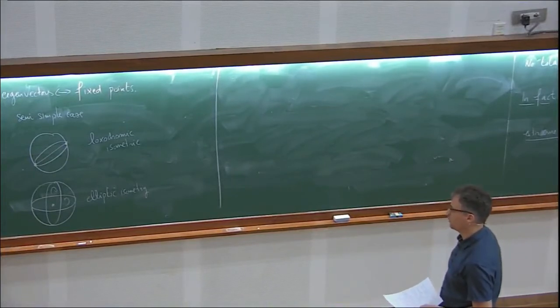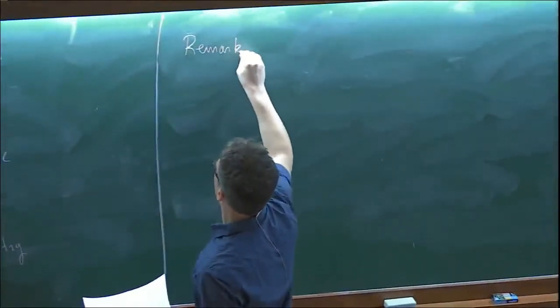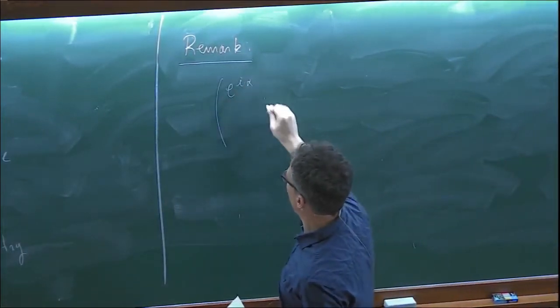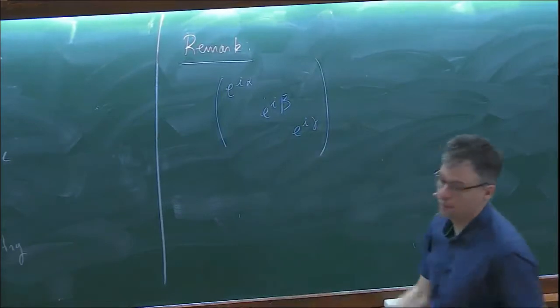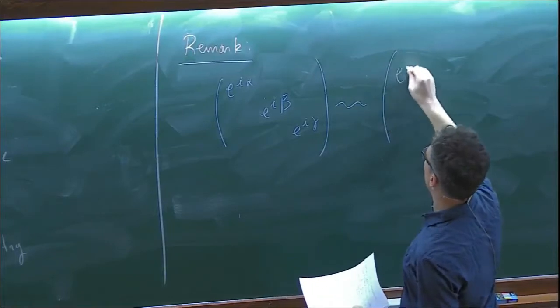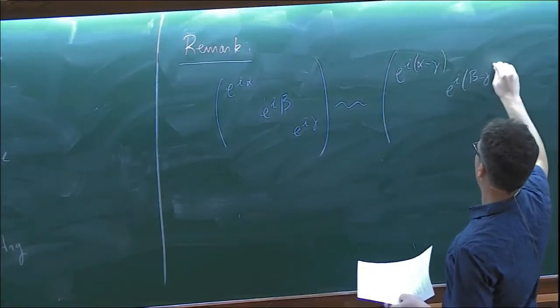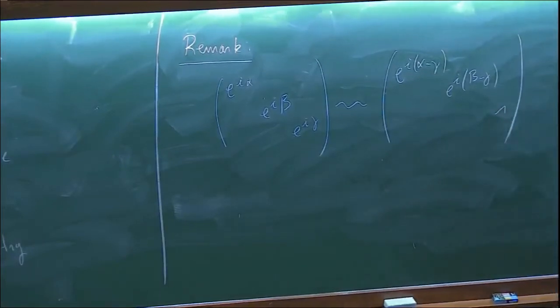Okay, before that, I would like just to make a point. So that's a remark. If I look at an elliptic isometry, so if I put it under diagonal form, I get something like this. Okay, and projectively, it acts as e to the i alpha minus gamma, e to the i beta minus gamma. Okay, so my two rotation angles are these alpha minus gamma and beta minus gamma. Okay, so this is what I meant by discussing U2.